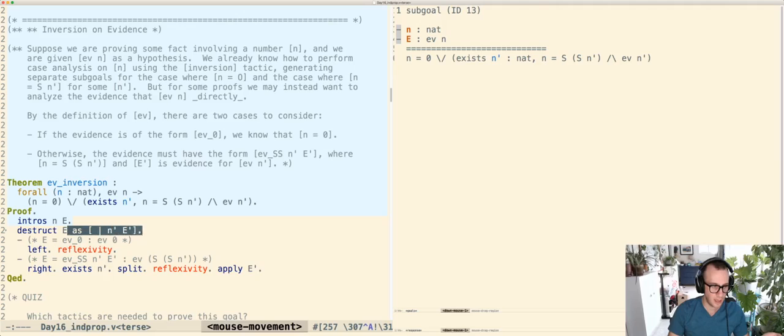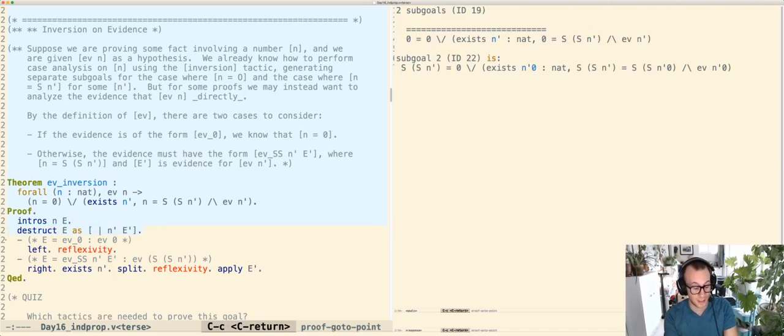So I'll say destruct E, and now I have an as pattern. What have I listed here in the as pattern? The arguments of the various constructors. EV0 has no arguments. EVSS takes two: N prime, the double predecessor, and E prime, evidence that N prime is even. With that in hand, let's see the cases that we get. Okay, we get two subgoals. That's a good sign. There were two constructors.